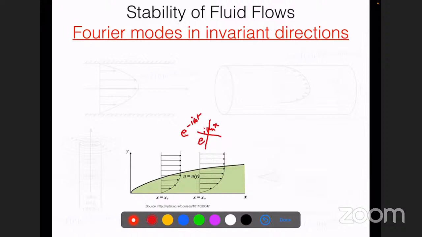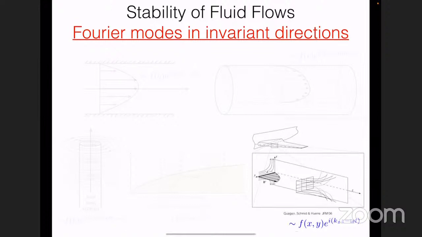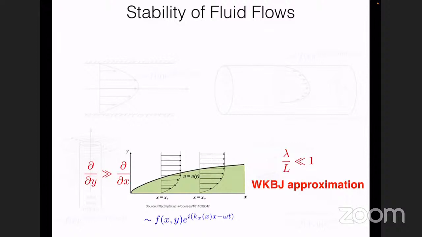But then, obviously, you can use the argument that the streamwise variation along the boundary layer in the x direction, that's the definition of a boundary layer, is always very slow. So if the streamwise variation is sufficiently slow, you can say, let's assume a wave-like variation in the x direction, but the wave number is also slowly varying. It's not a constant, because the boundary layer has a slow variation in the flow direction.